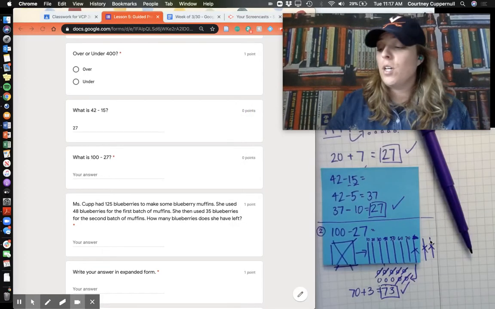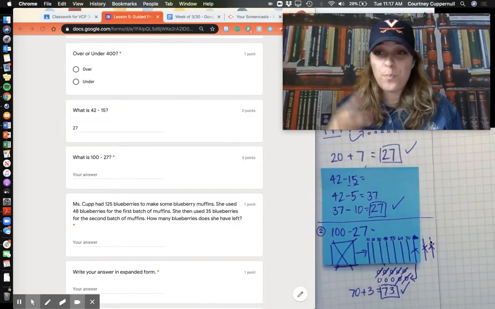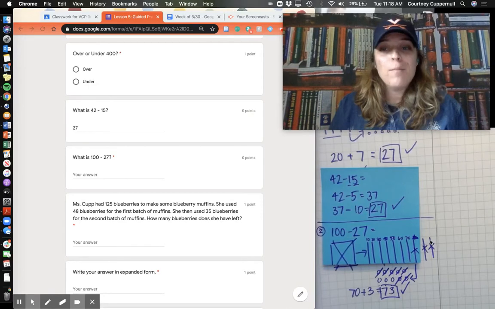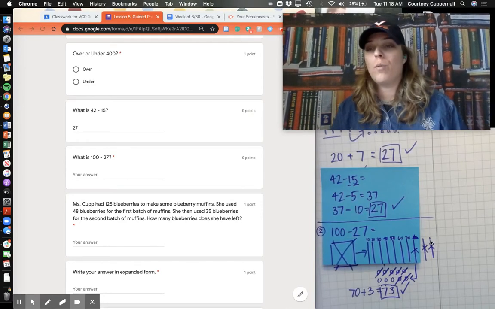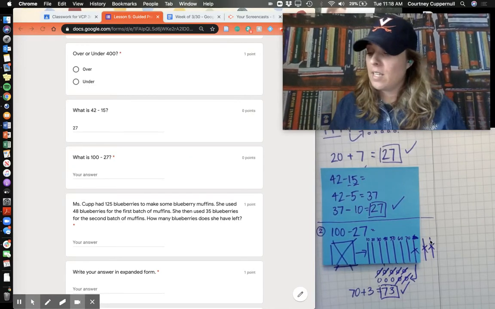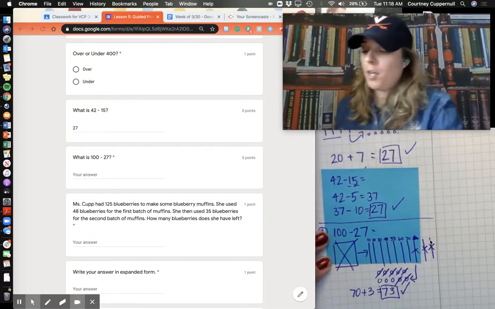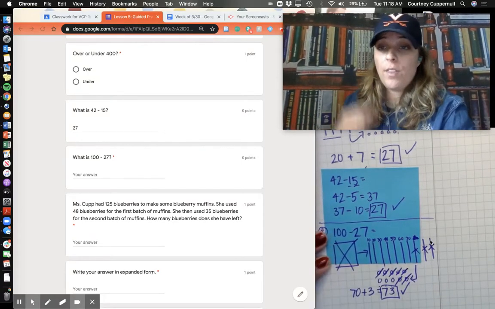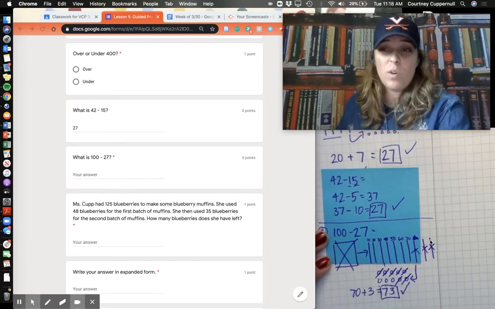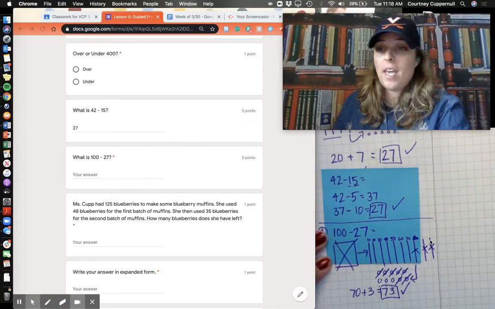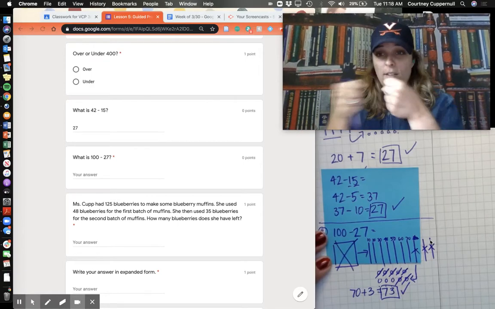So what I really hope you notice is actually I had to regroup twice in this problem, but we're mathematician superstars, so I'm sure it wasn't that bad, but this is how we do it. So I had a 100 block to start, right? And I'm trying to take away 27. The first thing I immediately noticed, I'm going to have to break this 100 up, right? Like I can't take away the tens if they're all in my 100 block.